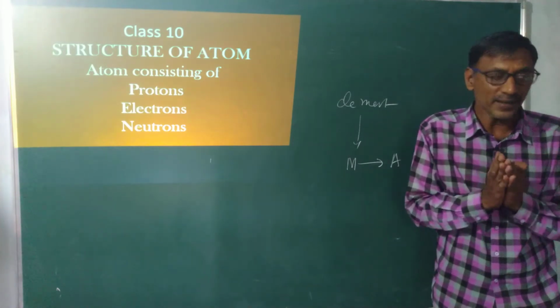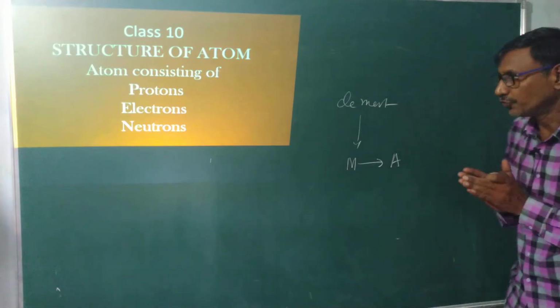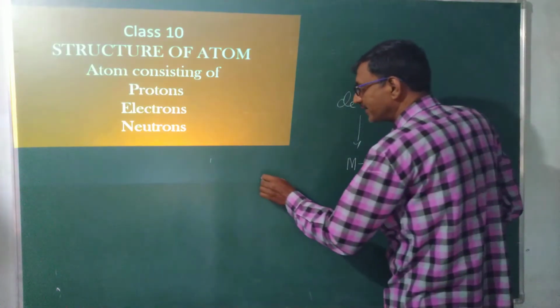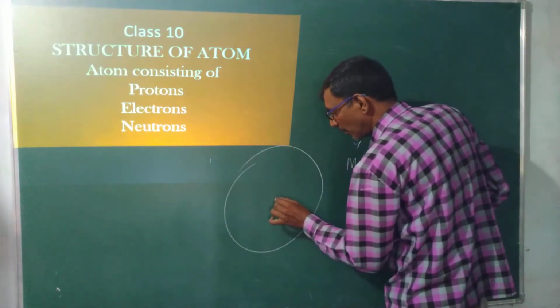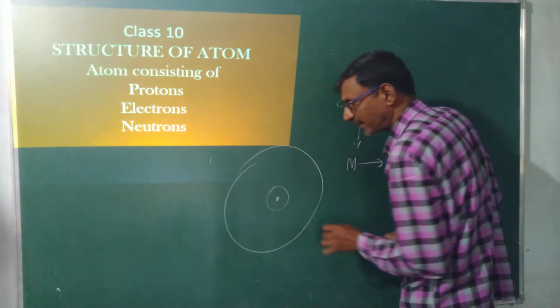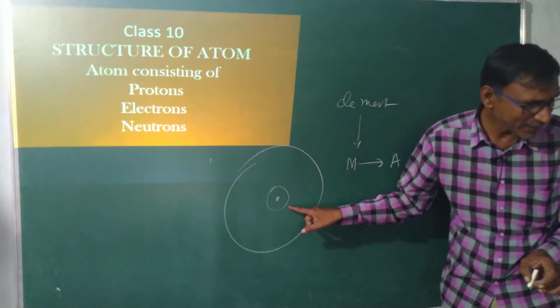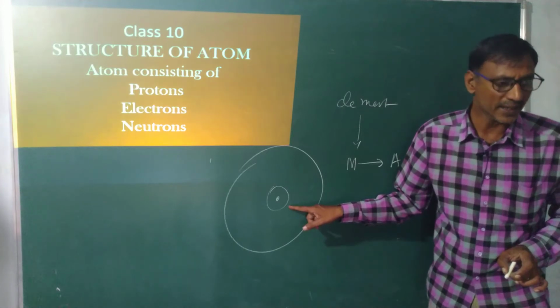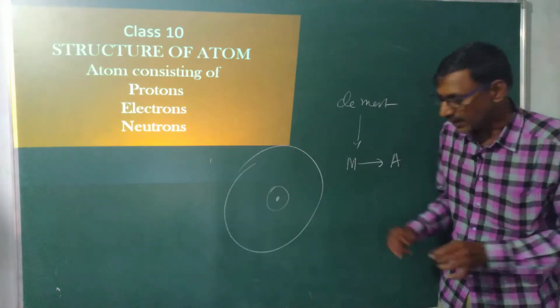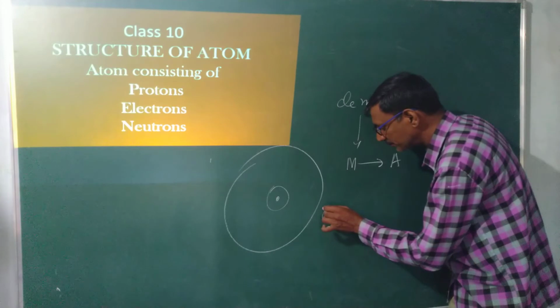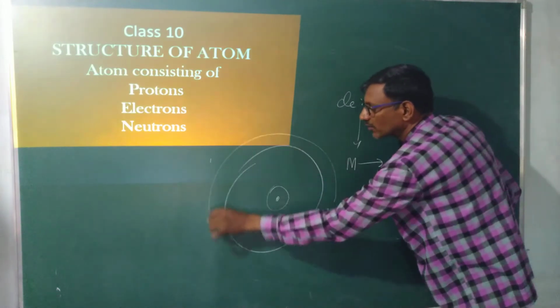By observing the atom, we know from 9th class that protons are at the center, and this is called the nucleus. The nucleus consists of protons and neutrons, and electrons revolve around the nucleus.